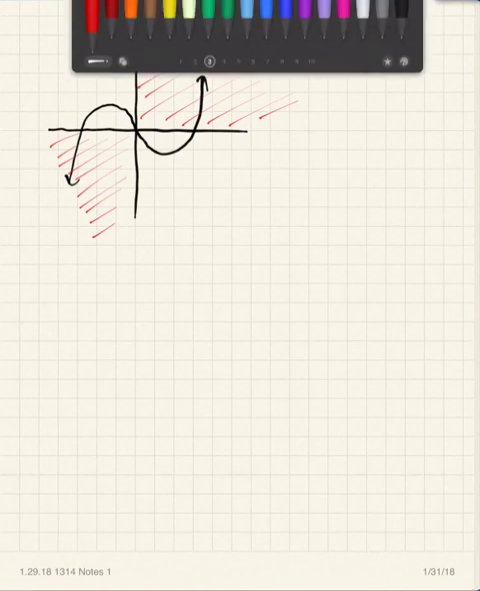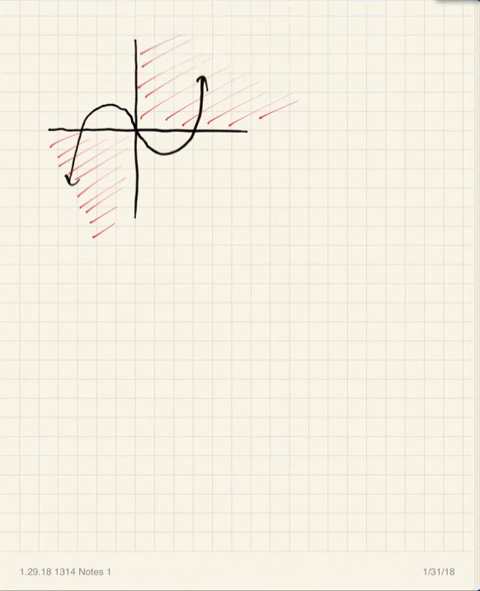And then quadrant 2, this quadrant right here, matches up with quadrant 4, like that. And again, if you rotate, you can get them to pair up like that. So that's an example of symmetry with respect to the origin.